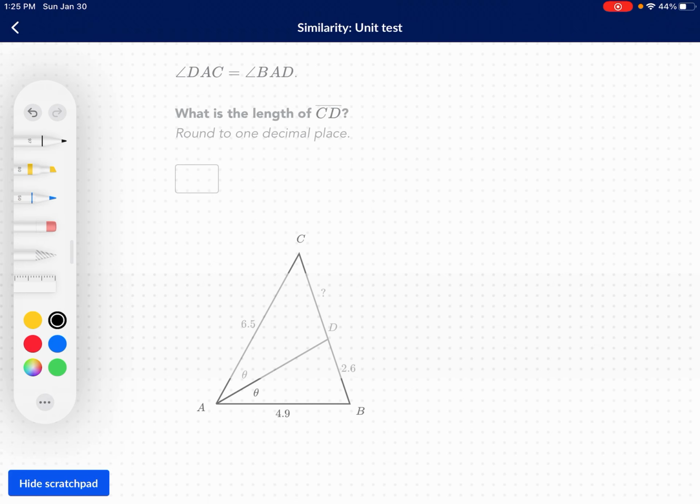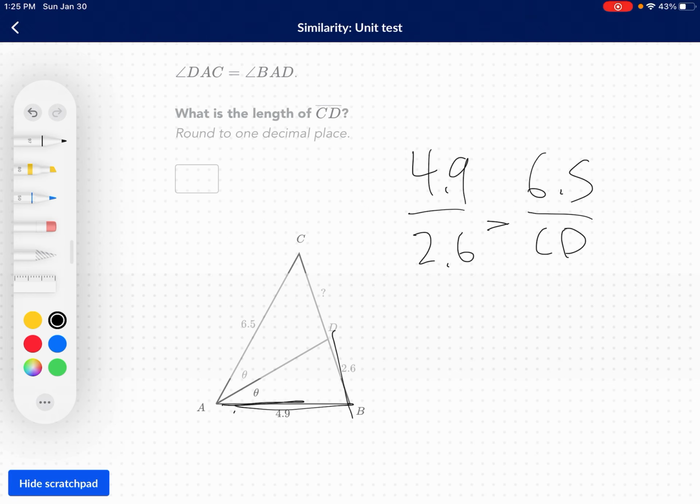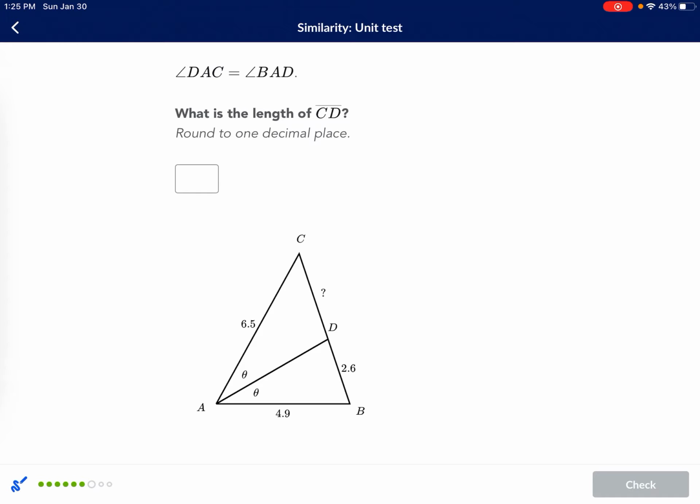What's the length of CD? This is the angle bisector theorem. 4.9 over 2.6 equals 6.5 over CD. It states that this over this is the same thing as this over this. So I'll just enter all of this in the calculator. 2.6 times 6.5 over 4.9 is approximately 3.4.